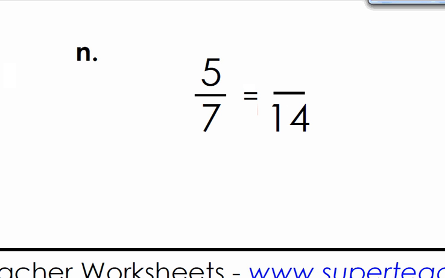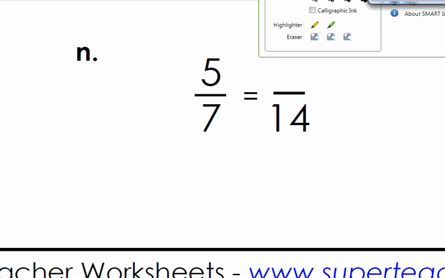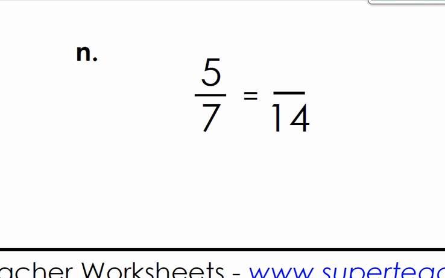So here we have 5/7, and then I need to know what's my numerator over 14. By the way, does 5/7 equal a half? No. So 7 times what gives me 14? 2. Whatever I do to the top, I do to the bottom, and vice versa. So what's 5 times 2? 10.